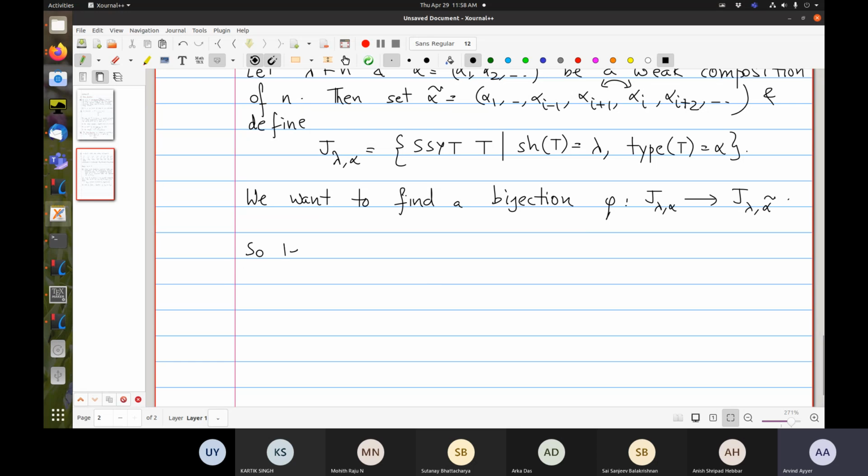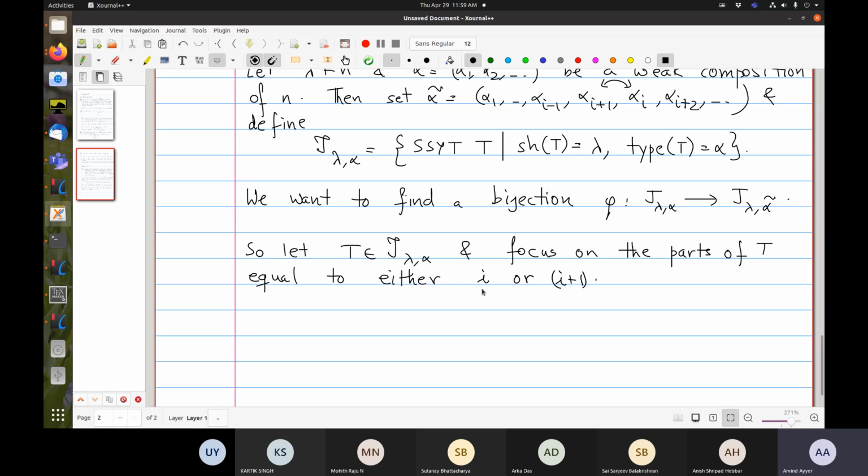So let T belong to J lambda alpha. Oh, actually, this is not a J, sorry. This is curly T, T for tableau. And focus on the parts of T equal to either i or i plus 1. Okay, so we don't care about any of the other parts.